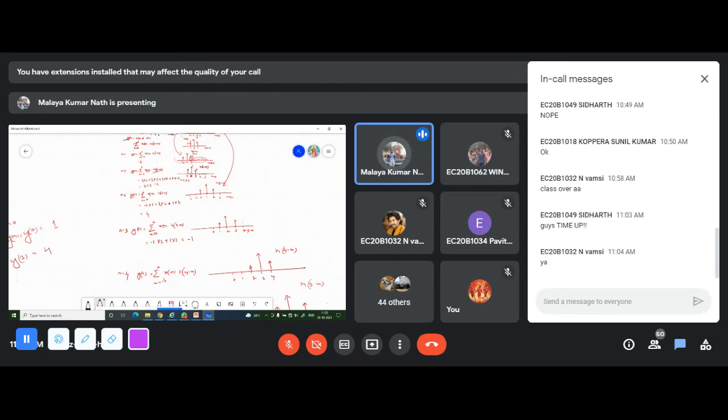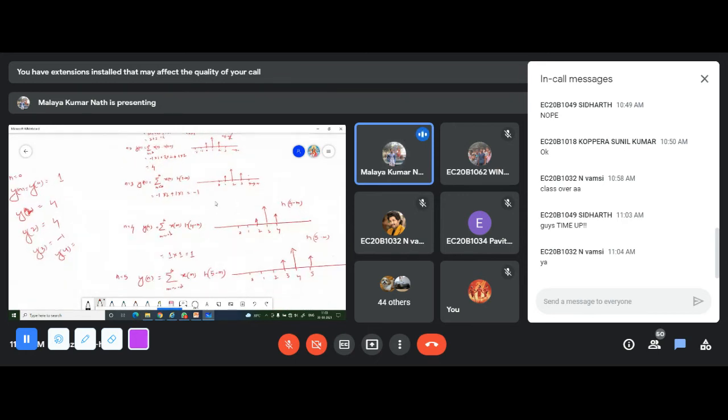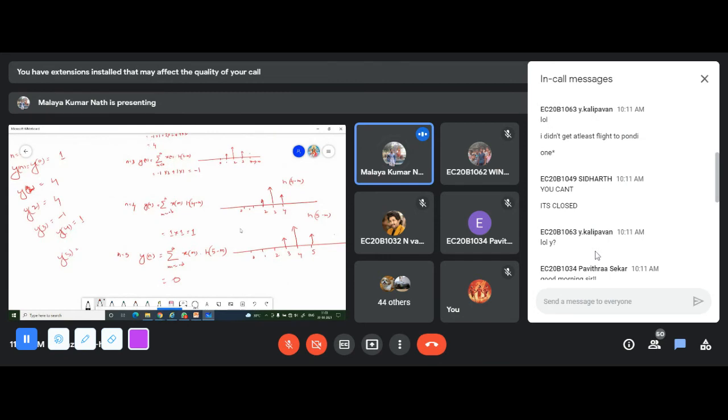For n is equal to 1, it is 4. For n is equal to 2, it is coming to be, again, 1 cancels, 2 to 4. For n is equal to 3, we will get y of 3 equal to minus 1. For n is equal to 4, we will get y of 4 equal to 1. For n is equal to 5, we will get y of 5, that is equal to 0.